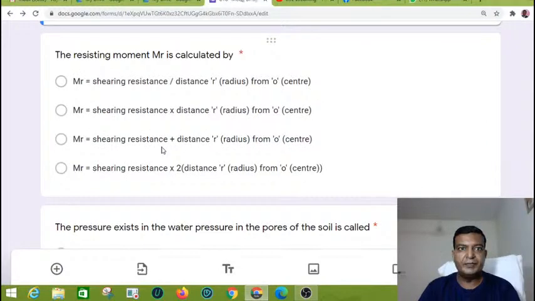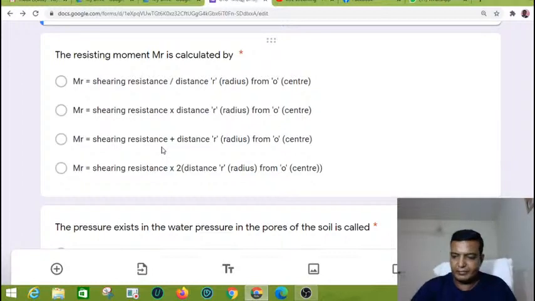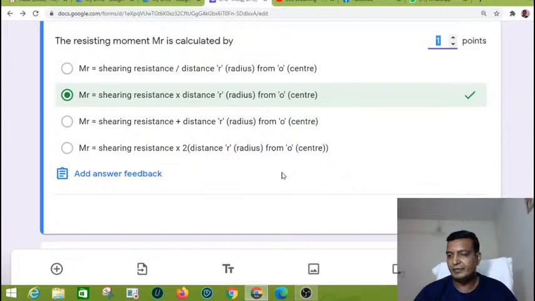The resisting moment is calculated by shearing resistance multiplied by distance, plus distance, or 2 times distance. What will be the answer? Put up your answer. B is the right answer.